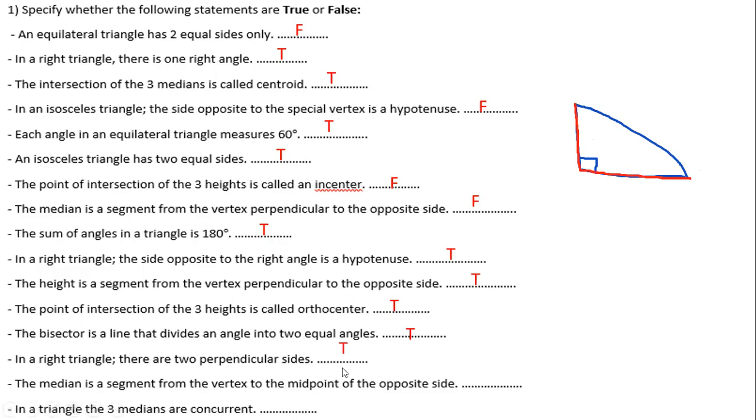Now the median is a segment from the vertex to the midpoint of the opposite side, Maya. True. Hassan, in a triangle, the three medians are concurrent. True or false? True. Concurrent means they intersect at the same point, Hassan. So this is true. Okay, our time is over now.